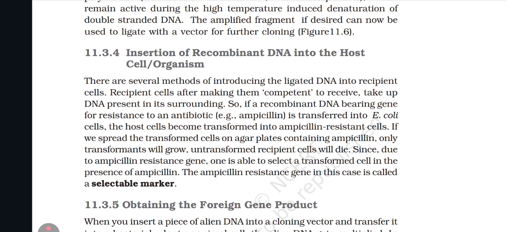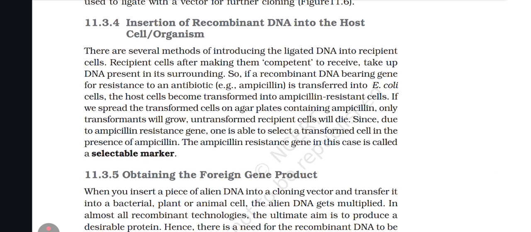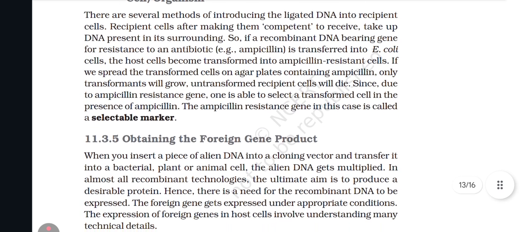If we spread the transformed cells on agar plates containing ampicillin, only transformants will grow. Untransformed recipient cells will die. Since due to the ampicillin resistance gene, one is able to select a transformed cell in the presence of ampicillin. The ampicillin resistant gene in this case is called a selectable marker.